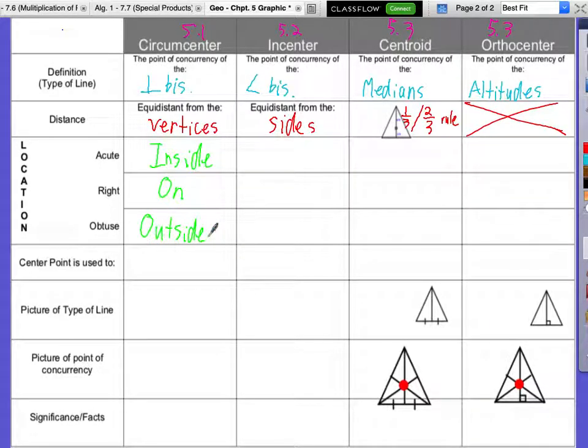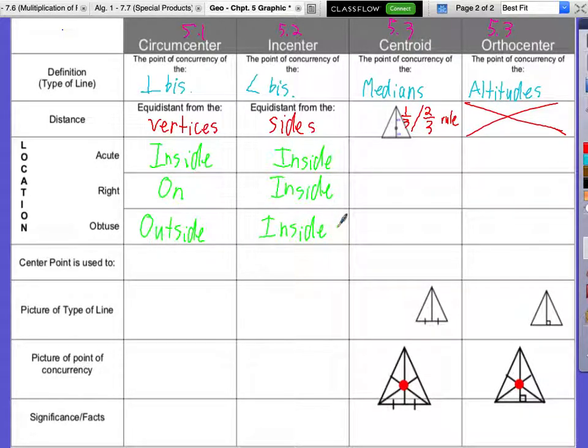Okay. For the incenter, where is it if it's an acute triangle? Inside. What about a right triangle with the incenter? It's still inside. Remember, with the incenter, we can think that one's always going to be inside. So if it's obtuse, it's also going to be inside. Very good, Aubrey.